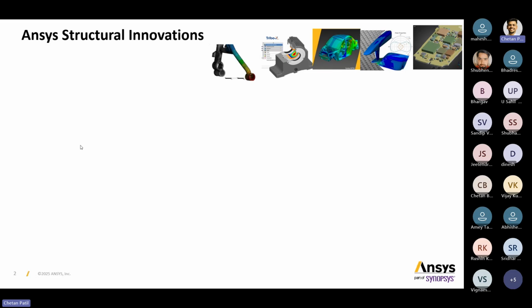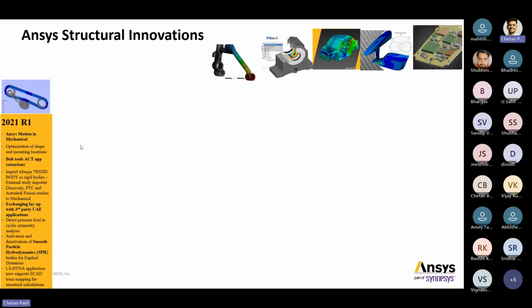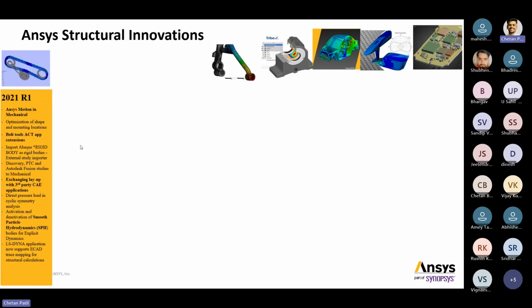First, if we discuss the previous versions, in version 2021 R1, Ansys Motion was added to Ansys Mechanical, in which we can perform analysis on mechanisms which have flexible and rigid bodies, and both for bolt tools. We have dedicated ACT applications and even ACT app extensions. Even activation and deactivation of smooth particle hydrodynamics, SPH bodies, and explicit dynamics was available at that time. That upgrade was done with the 2021 R1 version.